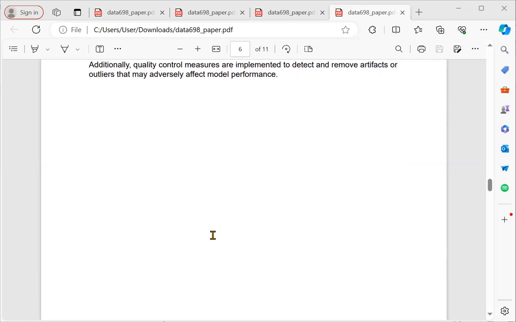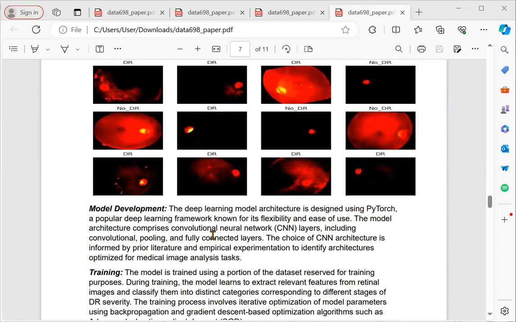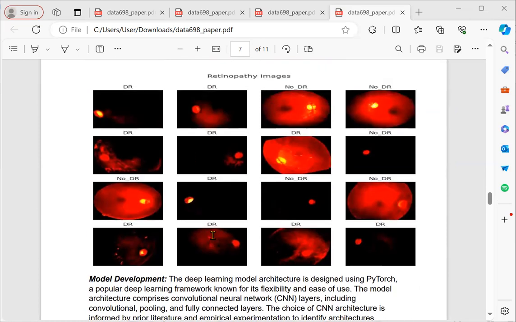model performance. You can see the images, the one with the DR. Can you just scroll up? Yeah, you can see the labels: DR, non-DR, no DR. How the images are. So we did the model development.